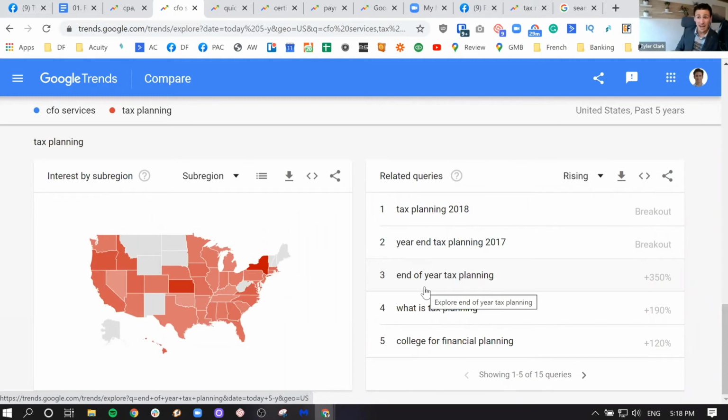So that would be a fantastic search term to bid on, write content around, and ultimately say, hey, look, you've got questions about tax planning. I'm the go-to expert in helping you understand exactly what it is and ensure that you get the maximum value out of this incredibly valuable service. Here's exactly what tax planning is. There you go. Another strategy right there.